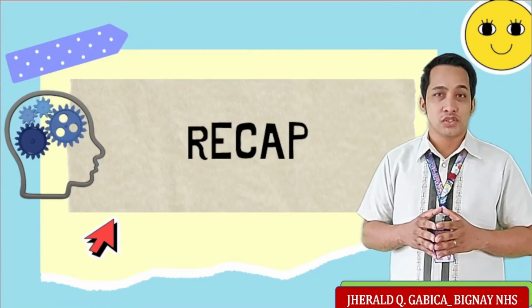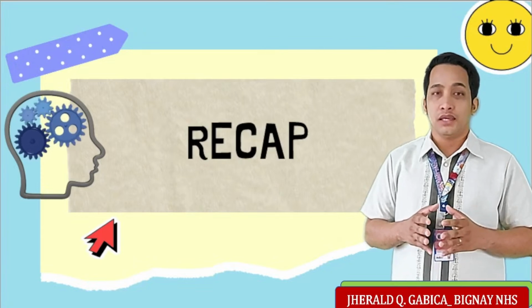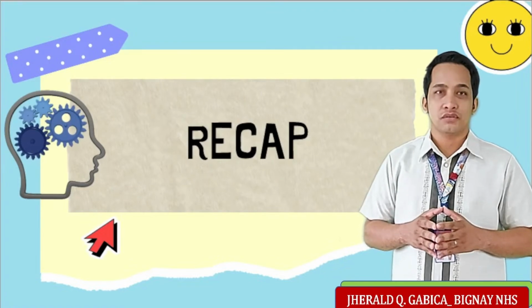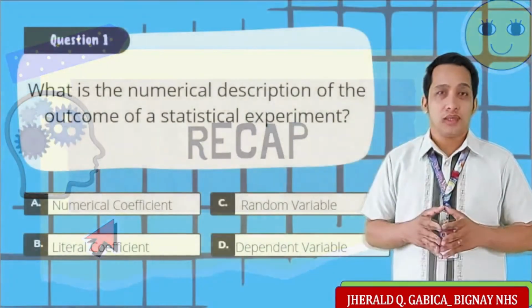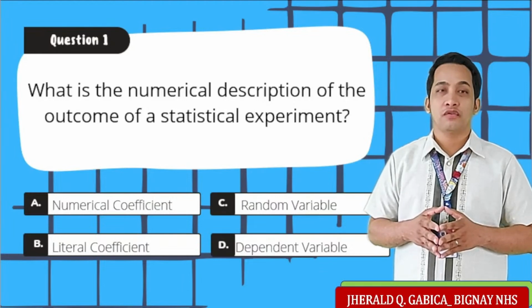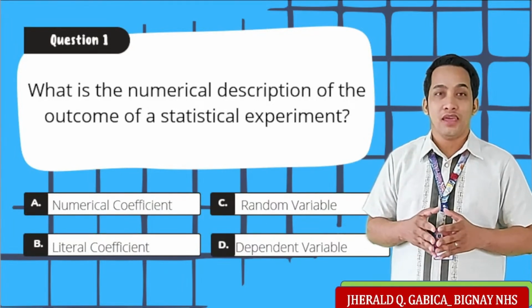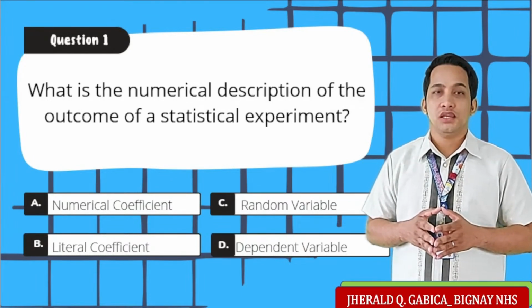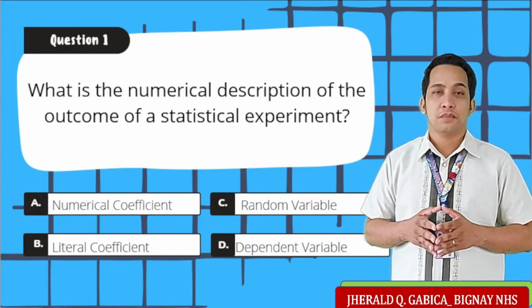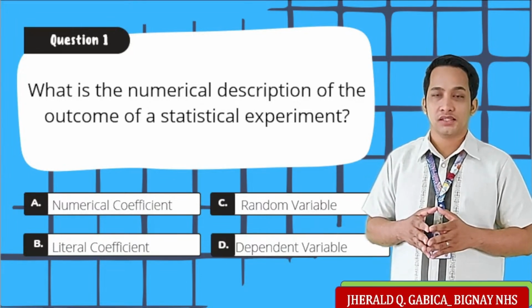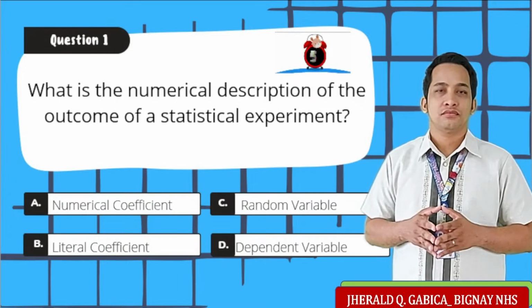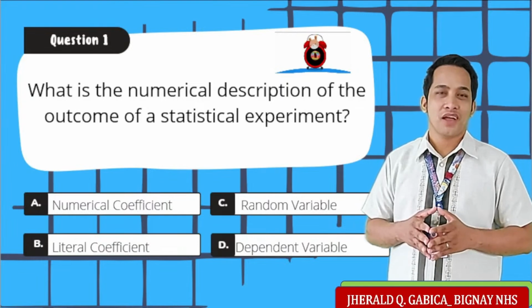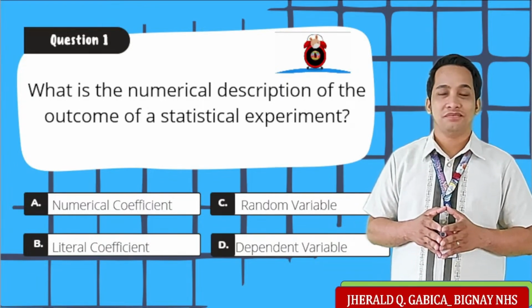All you need to do is to choose the letter of the correct answer. Key in the letter of your choice in our comment section. You have 5 seconds to answer. Number 1. What is the numerical description of the outcome of a statistical experiment? A. Numerical coefficient. B. Literal coefficient. C. Random variable. Or D. Dependent variable. 5 seconds. Go. Time's up. The correct answer is C.